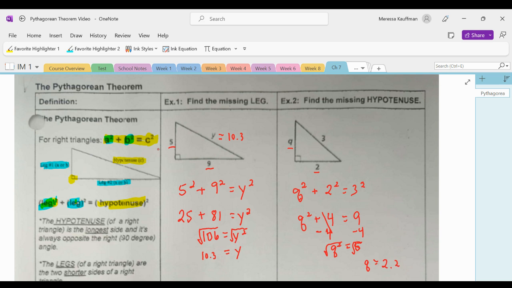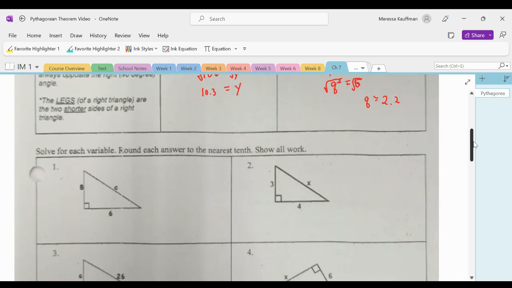Now notice, 2.2 is smaller than 3. Remember, 3 is our longest side. So that makes sense. The value you got made sense. If you decided q was equal to 5, that's not going to work. It has to be less than 3 because 3 is our longest side.